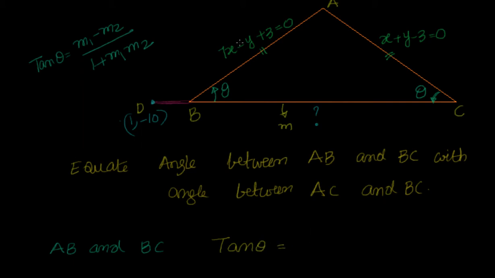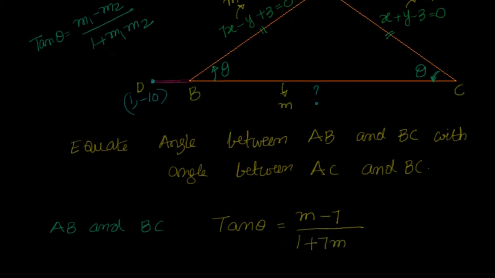So what's the slope of this line? We have to find it out. Slope here is equal to 7 because y equals 7x plus 3, which is mx plus c, so m equals 7. And here the slope is equal to minus 1. So the slopes are 7 and minus 1. If we take AB and BC, we start with BC. So we'll have m minus 7 by 1 plus 7m.